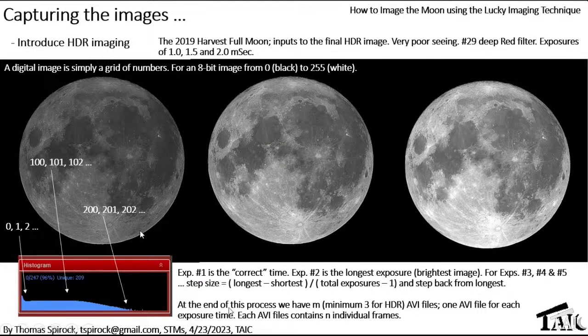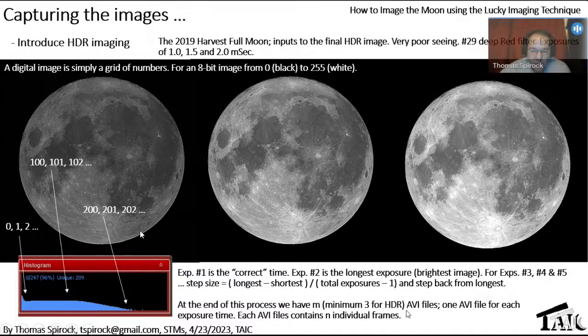And so at the end of this process, we have M, say in this particular case 3, but I tend to like 5 AVI files, one AVI file for each exposure time. And I tend to use, again, 4096 frames per AVI file. So in my case, this N, individual frames, is 4096. And these AVI files, of course, are what fill up your hard drive most.